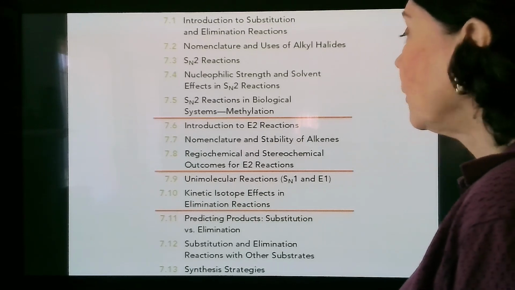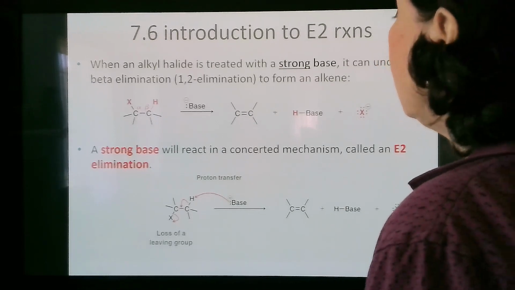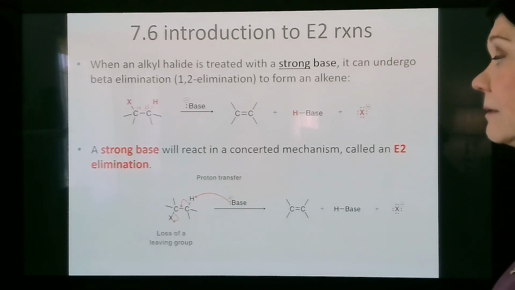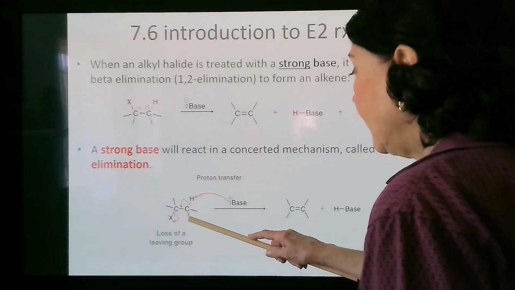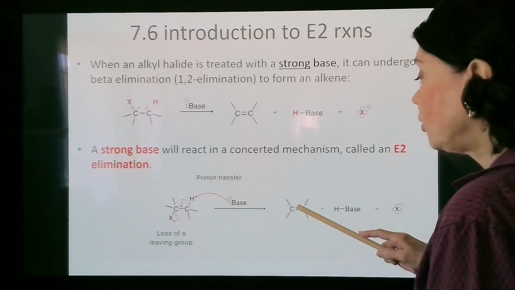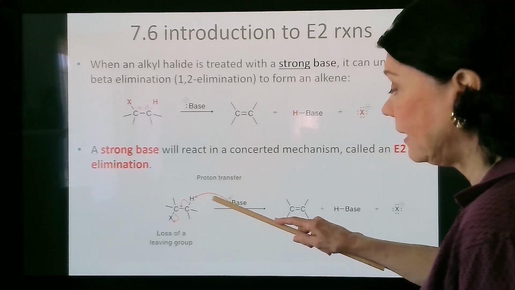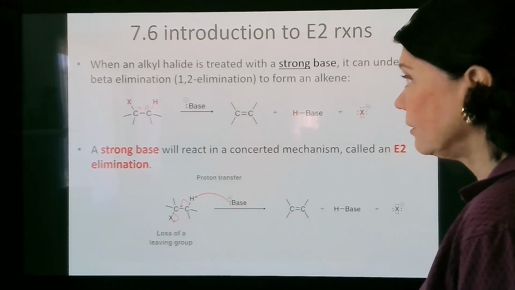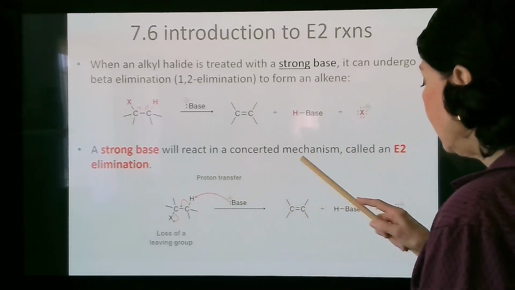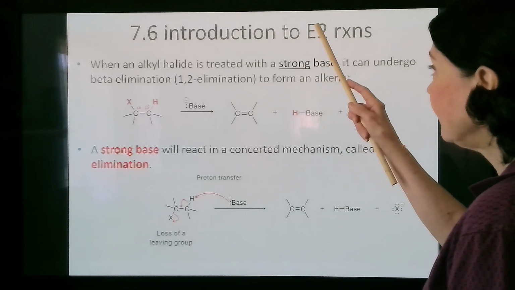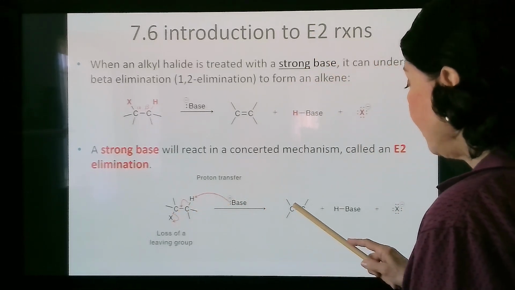So here we go. We're going to be discussing E2 reactions. E2 reactions are a little bit similar to SN2 reactions in that an E2 reaction is one step. It is two molecules coming together, just like an SN2. So that means it's second order. That's why it's 2. And it produces an alkene. That's why it's elimination. So you are eliminating H and X to create a double bond.